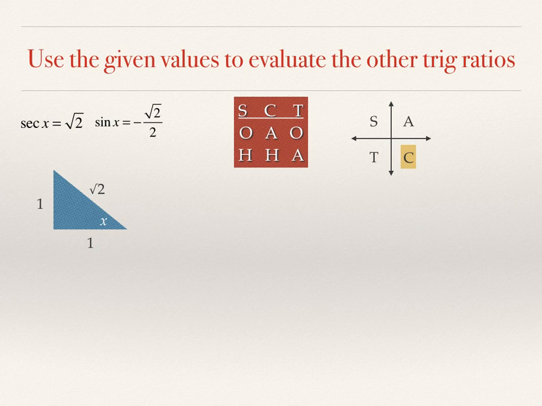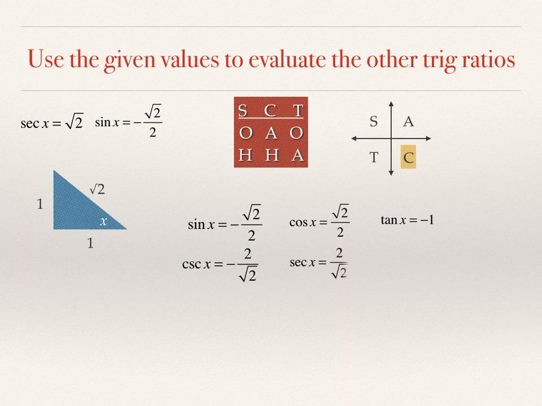So now our 6 trig functions. The sine is given as negative root 2 over 2. The cosine we can read as 1 over the square root of 2, which is square root of 2 over 2. The tangent is negative 1 in quadrant 4. Now the reciprocal of these ratios, the cosecant is negative 2 over root 2. The secant is 2 over root 2, and the cotangent is negative 1.